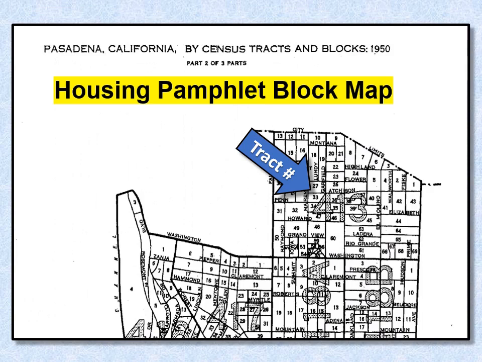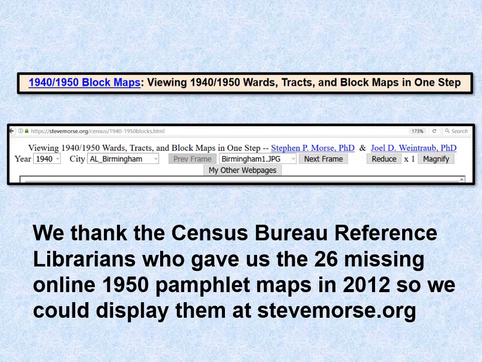So here's what the Pasadena, California map looks like, the housing from the housing pamphlet. You can see there's no EDs here, but it shows very clearly that this area is Census Tract 413. And then, should point out that I've gone through all these pamphlets. There are 26 missing maps. And I wrote to the Census Bureau reference librarians who very kindly provided me with those. And we have all of the maps on one of the utilities on the One Step website.